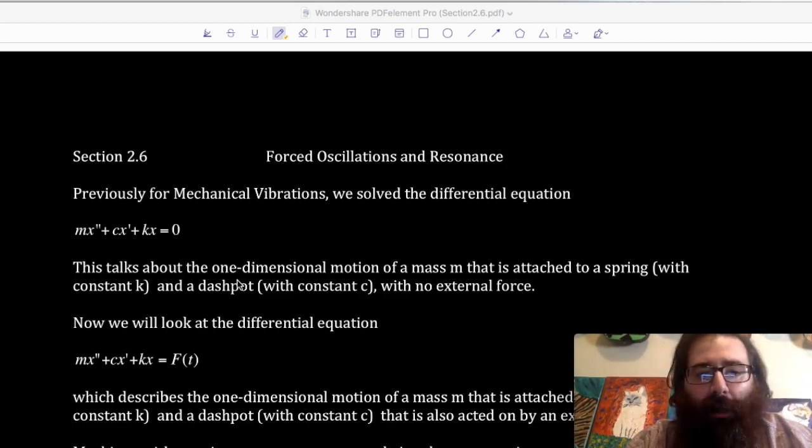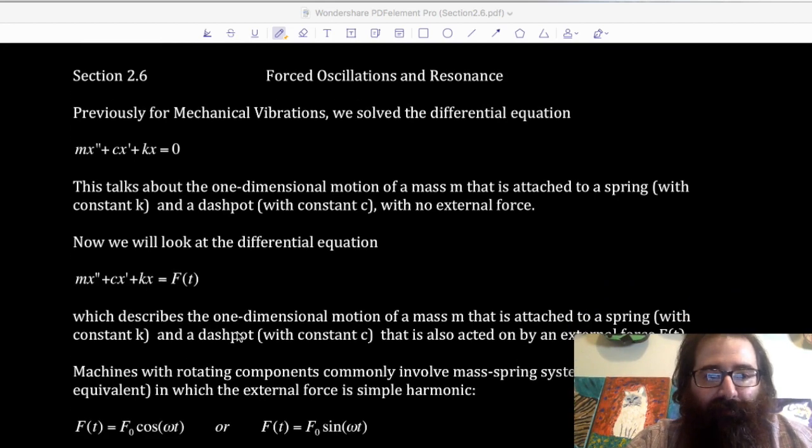So this talks about the one-dimensional motion of a mass m that is attached to a spring with constant k, a dash pot with constant c with no external force. Now we're going to take a look at modifying this because now we have the tools and the machinery to modify it, so to speak.